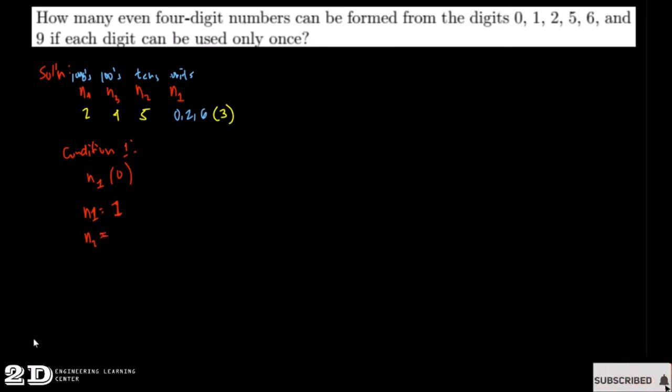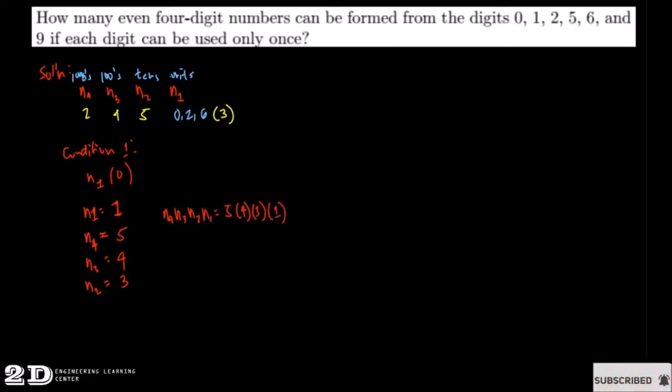Then we will go to N2. Sorry for that, it's not N2 but N4. So for N4, we will first consider the thousands place, because the thousands place is the most critical. We have already used the 0 for N1, so here we have 5. Then for N3 we have 4, and for N2 we have 3. So now we will form our 4-digit number: 5 times 4 times 3 times 1.